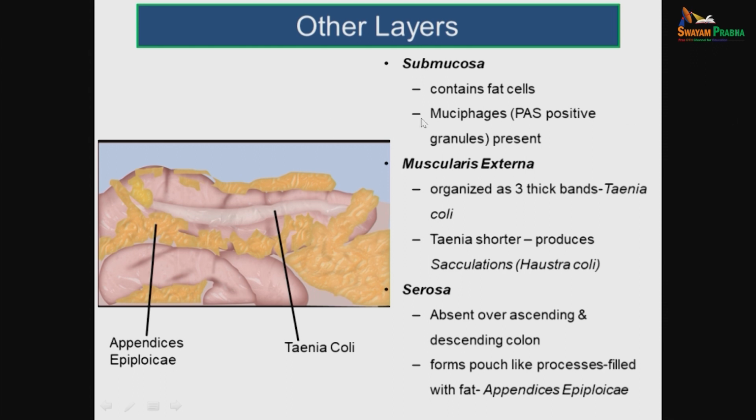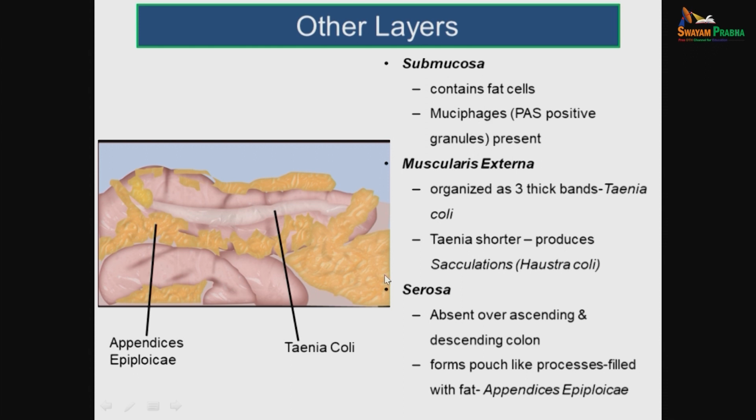The submucosa contains fat cells and mucophages. The mucophages are PAS positive granules. The mucophages are phagocytes with mucin. It is termed mucophages because they are phagocytes filled with mucin.